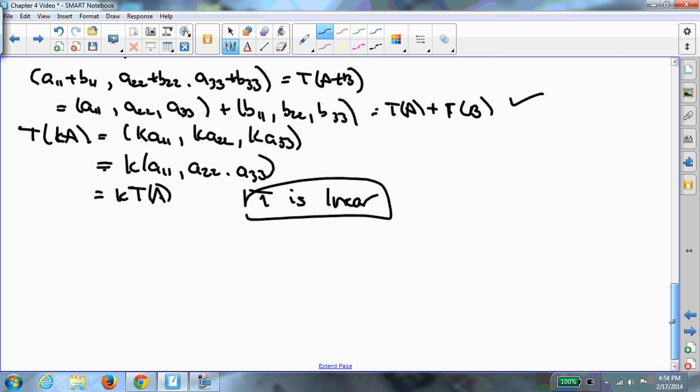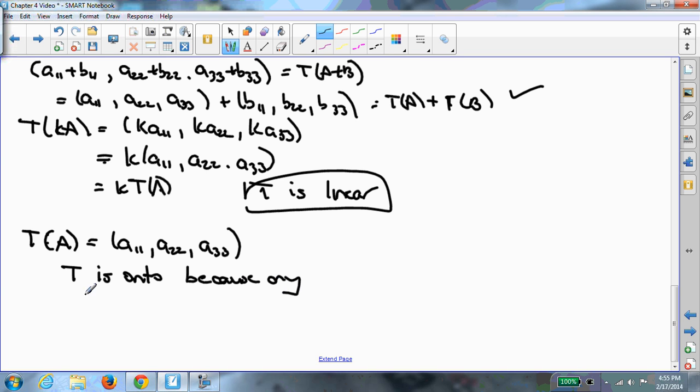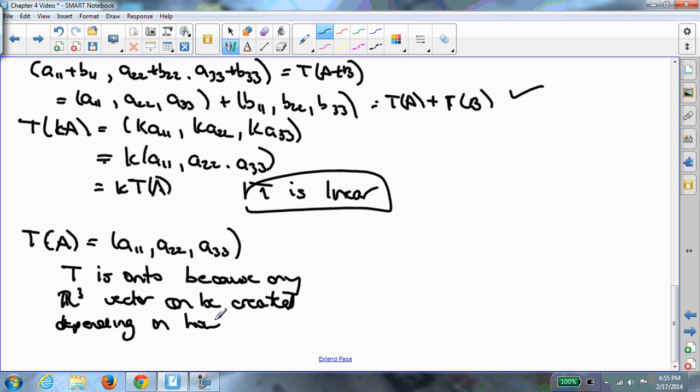Let's check the rest. So, just to recall, T of A equals a11, a22, a33. No restrictions on the diagonal elements, so T is onto, because any R3 vector can be created depending on how A is defined.